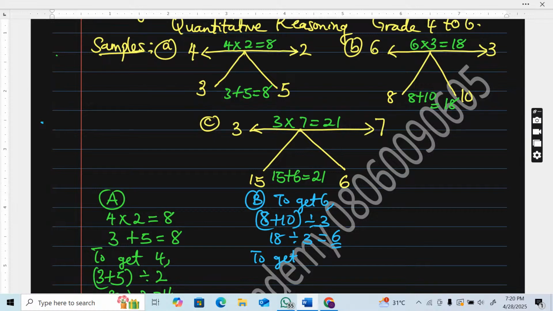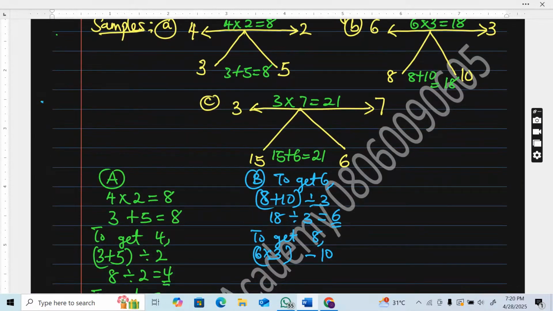Let's say to get 8. To get 8, we multiply 3 by 6, then we subtract 10. 6 times 3 is 18, and 18 minus 10 is equal to 8. Right? That's how to get 8.